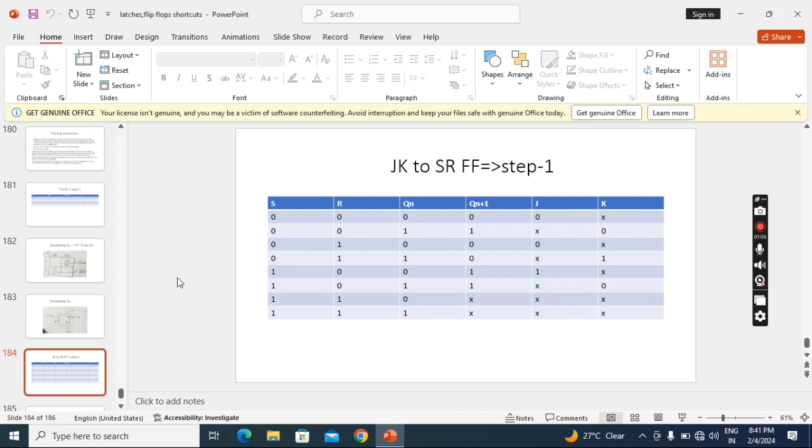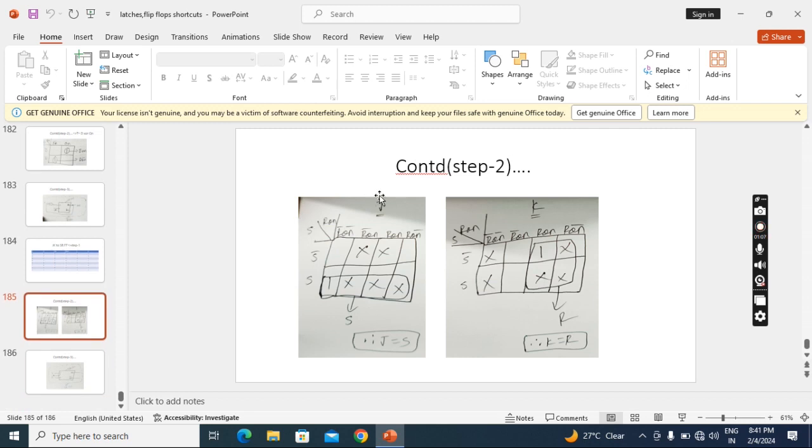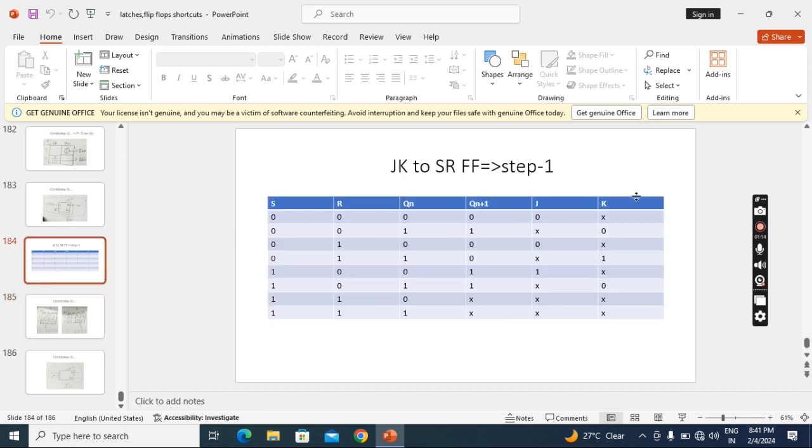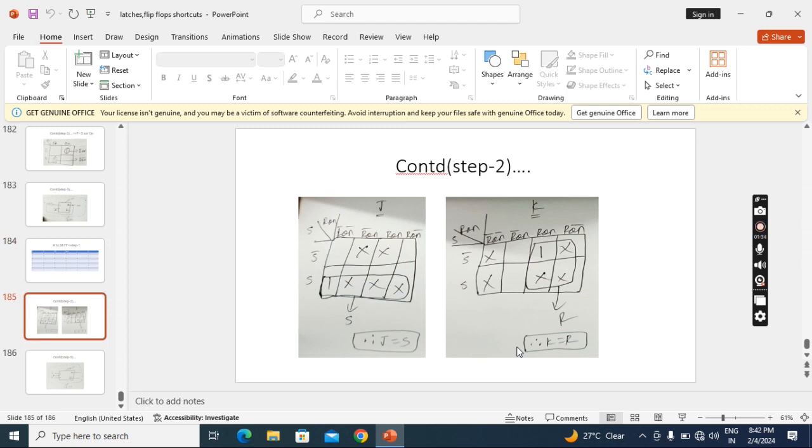Then second step, we have to determine the simplified equation for the given flip-flop data inputs J and K, by assuming the required flip-flop data inputs and present state as K-map variables. So S, R, Qn become K-map variables, so we need a 3 variable K-map to determine J and to determine K. Now J will become S, K will become R.